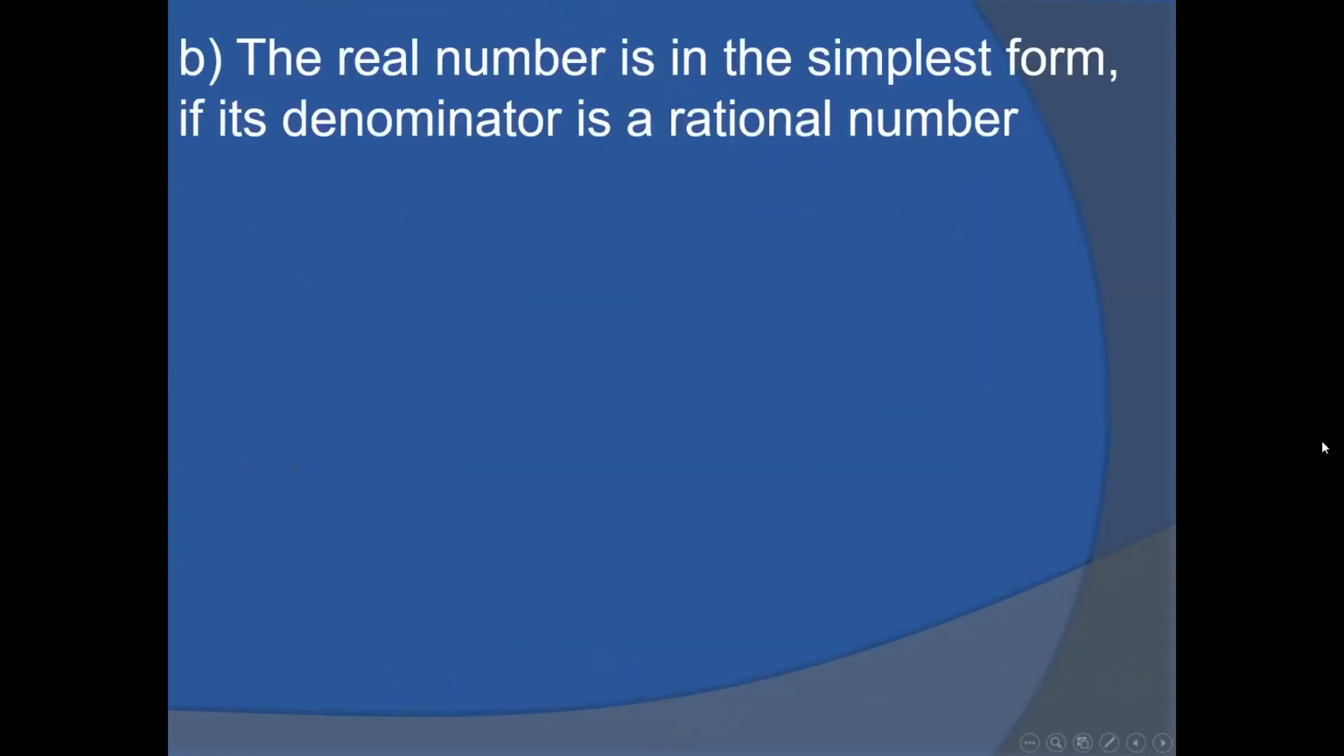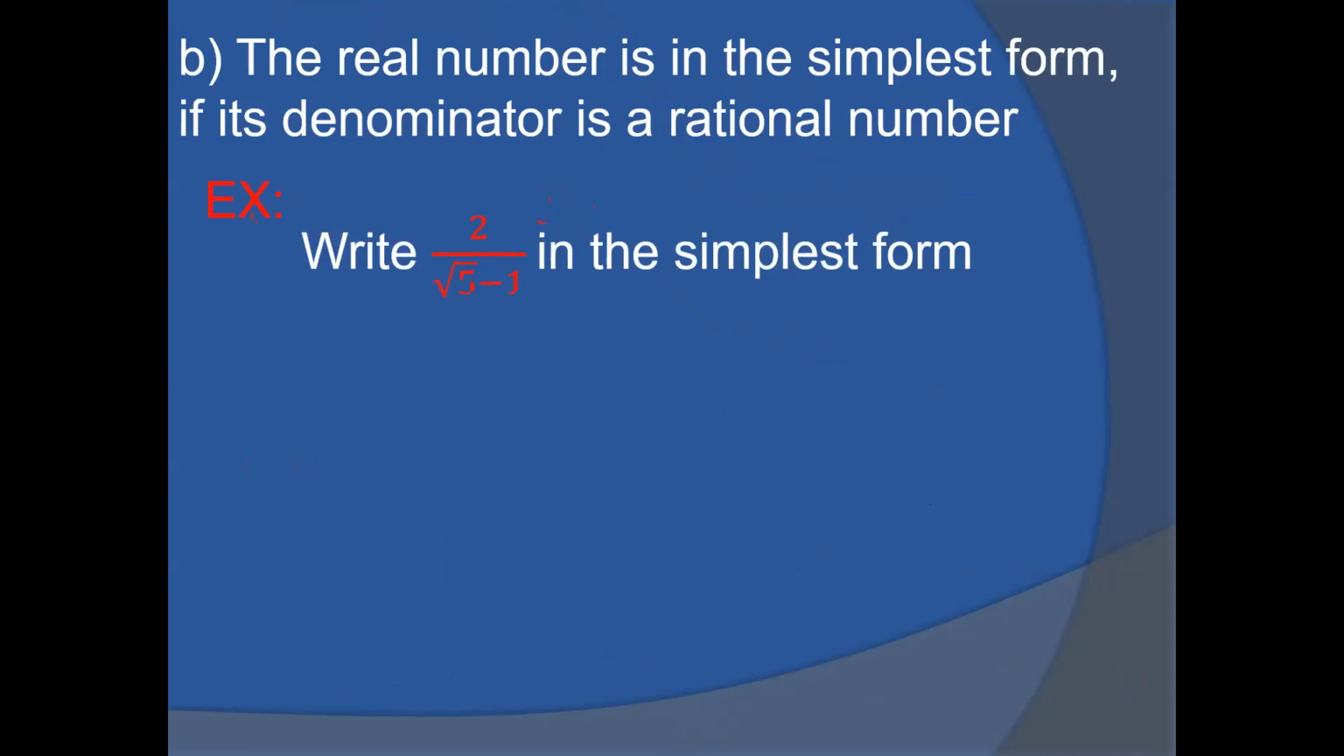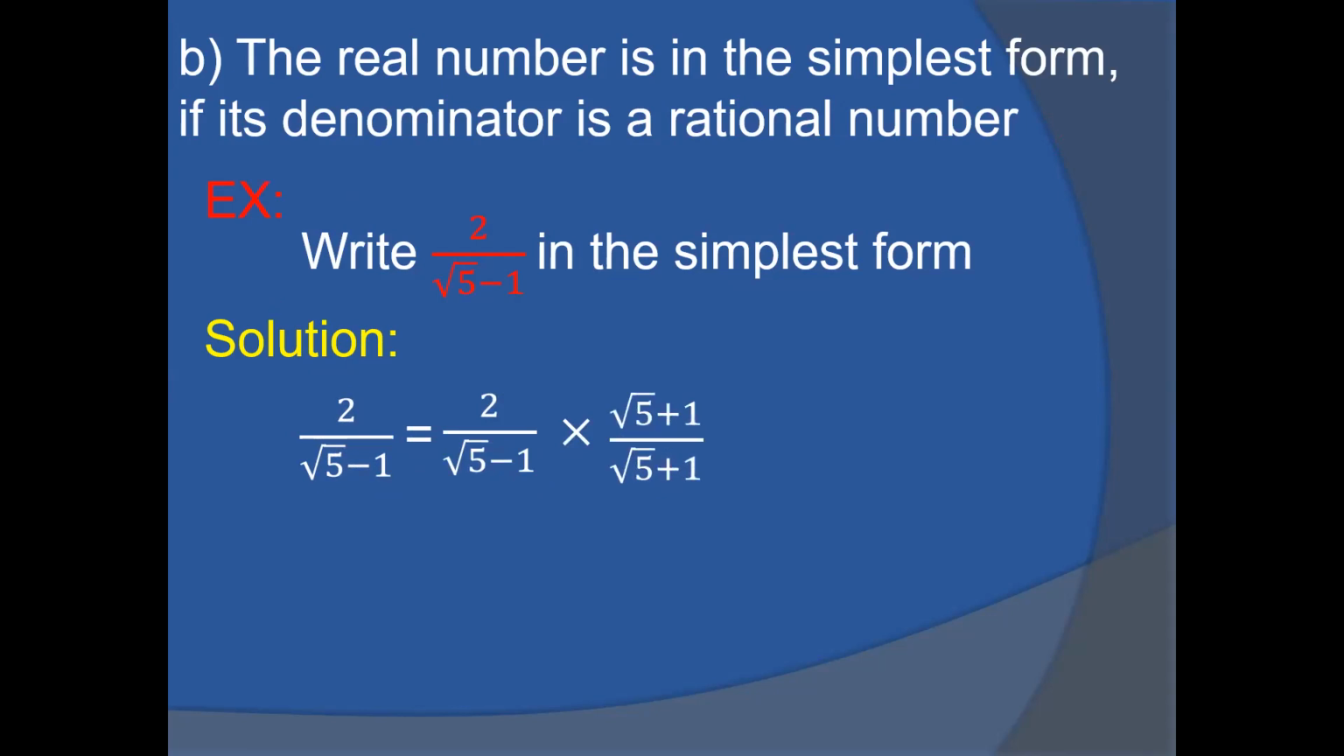Okay. Here, for a real number in simplest form, its denominator must be a rational number. If I have 2 over root 5 minus 1, I want to write it in simplest form. How can I solve it without leaving the denominator irrational? So I multiply by its conjugate. So I make 2 over root 5 minus 1 multiplied by root 5 plus 1 over root 5 plus 1. So I take the conjugate of the denominator and multiply up and down.